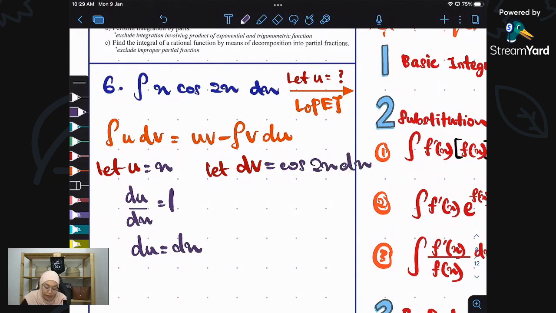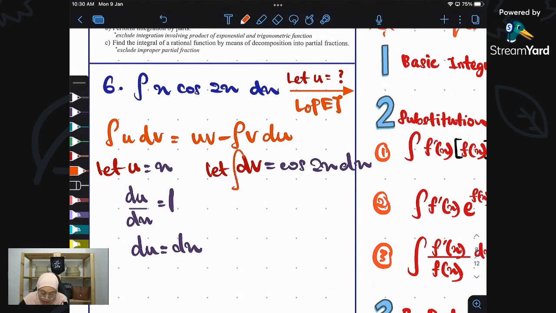It is the rest of them, as I said many times, it is the rest of them that will become the dv. Okay, I hope it's very clear already. The rest of them will become the dv. So the dv here is equals to cos 2x dx.